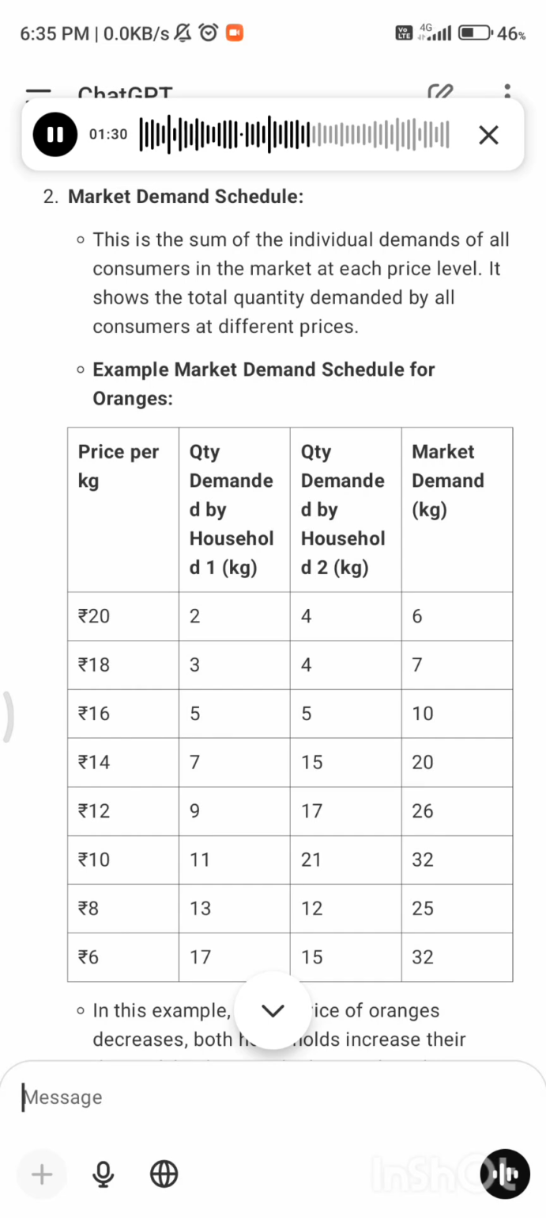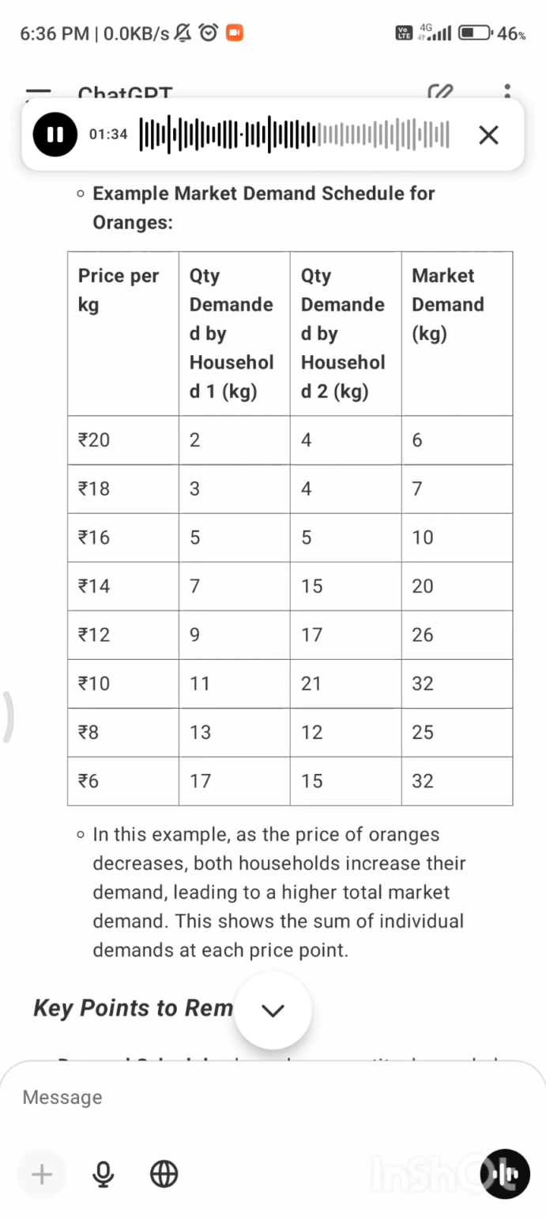Price per kilogram, quantity demanded by household 1, quantity demanded by household 2, market demand at different prices. 20, 2, 4, 18, 3, 4, 7, 16, 5, 5, 10, 14, 7, 15, 20, 12, 9, 17, 26, 10, 11, 21, 32, 8, 13, 12, 25, 6, 17, 15, 32.